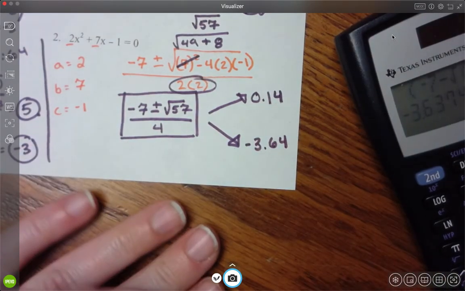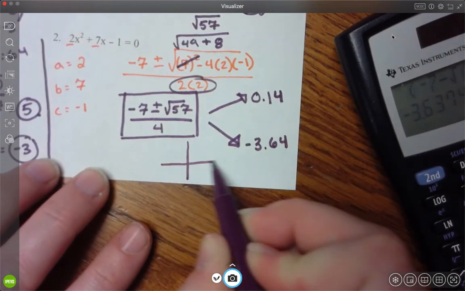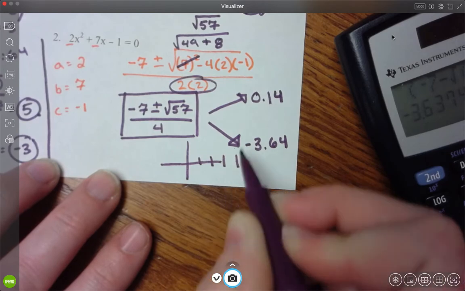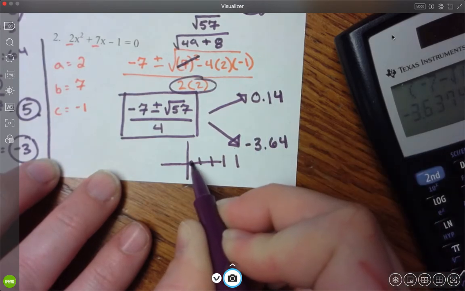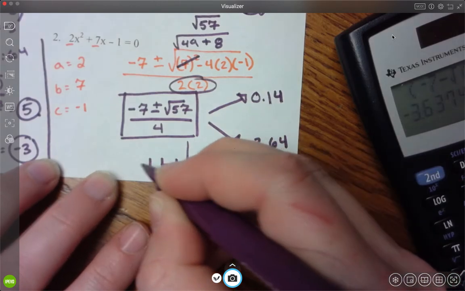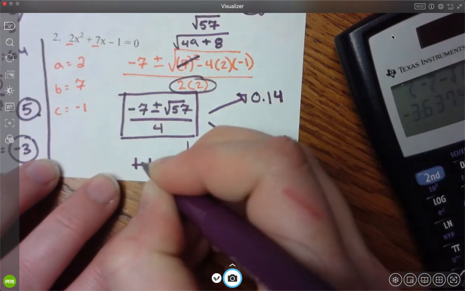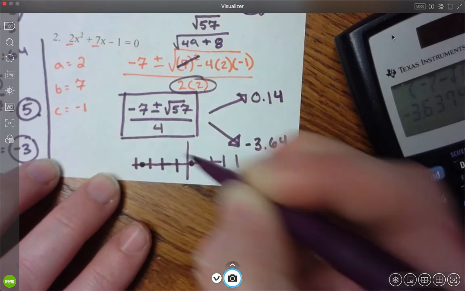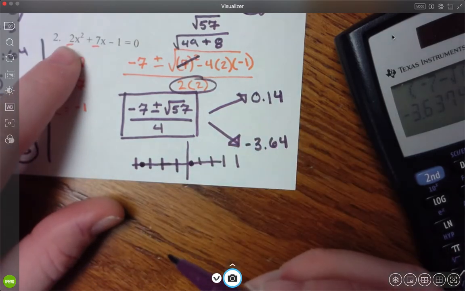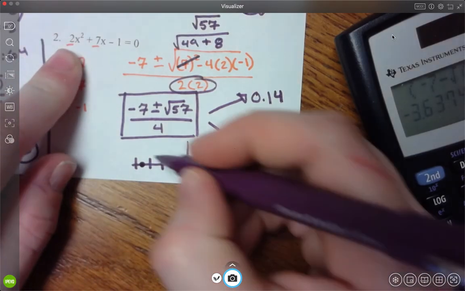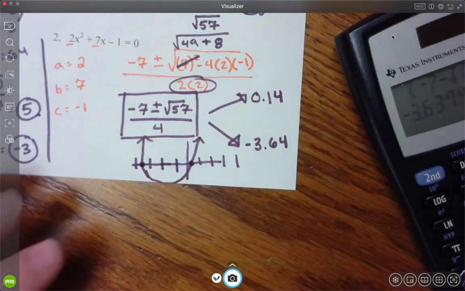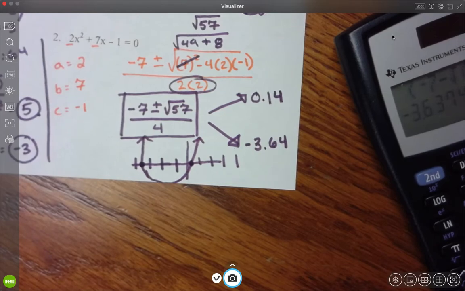So if I convert those to decimals, that can give me a better idea of how to graph this. So I have 1, 2, 3, 4. 0.14 is going to be about right there, just a little to the right of 0. 1, 2, 3, 4. -3.64 is going to be about right there, somewhere in between -3 and -4. Okay, and this is going to be a smiley face again because 2x squared is positive, so it's going to go off the page, something like that. Right, that's where it's going to cross the x-axis.